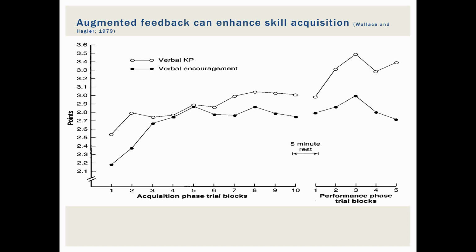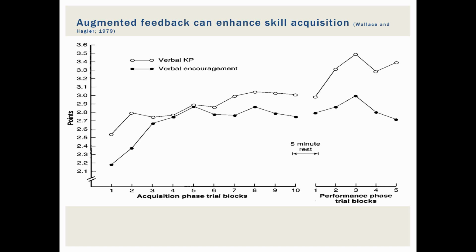But then when they looked at a retention test, they saw that as a result of using verbal knowledge of performance, these participants doing the one-handed basketball shot had actually learned more when they received augmented feedback than when they just received encouragement. And that demonstrates that augmented feedback can actually be used to accelerate skill acquisition.